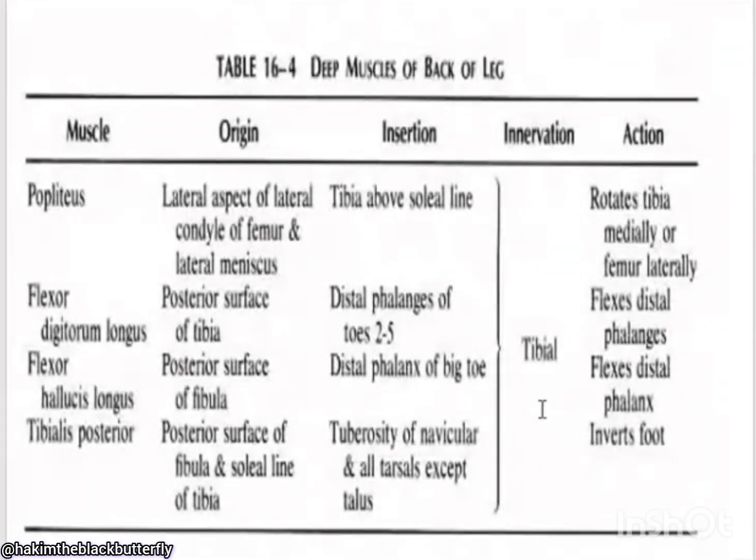Then the muscles of the deep layer of the posterior compartment of the leg are these muscles: popliteus, because it is attached at the popliteal surface, which is on the posterior aspect of the knee joint. Flexor digitorum longus, which opposes the extensor digitorum longus of the anterior compartment. Flexor hallucis longus, which opposes the extensor hallucis longus of the anterior compartment. Tibialis posterior, which opposes the tibialis anterior of the anterior compartment.